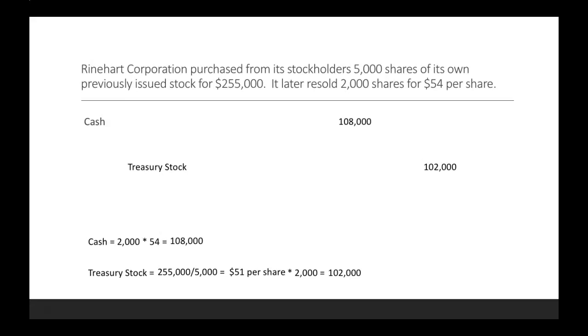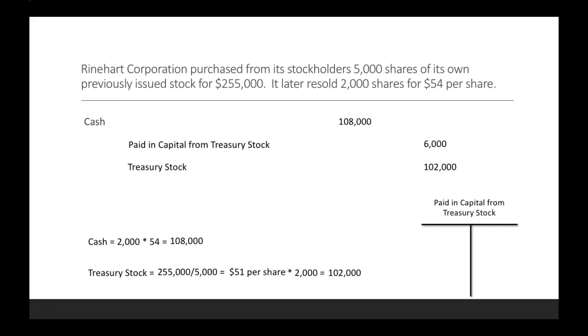Now, you'll notice your debits and credits don't equal, right? That's why there was a gap between cash and treasury stock in this entry, because we now need to credit paid-in capital from treasury stock. And how much? Just that $6,000. Right, the difference between your cash and your treasury stock. So, when you're working through treasury stock entries, you'll always want to keep a T account for your paid-in capital from treasury stock. And you'll see why later on in this problem. So, we'll make a T account and we will put this credit of $6,000 into that T account.